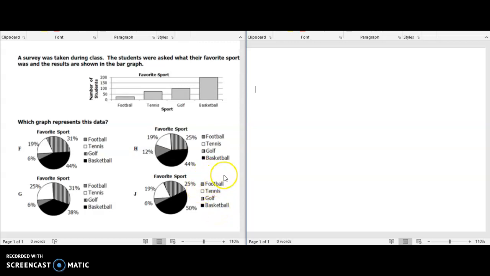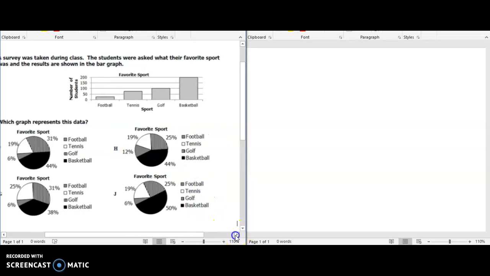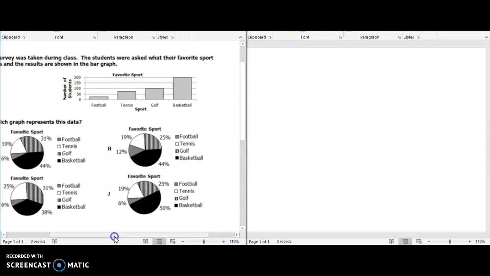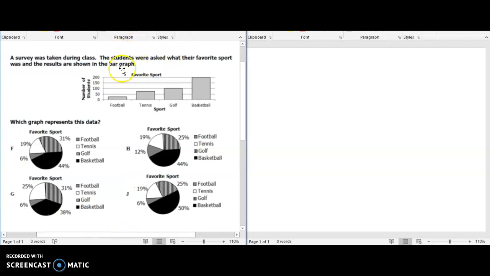Mr. Strable here with a quick video on how to compare circle graphs to other types of graphs. For most of the problems you have to do, it's going to be very straightforward. You're going to have a problem. This one says a survey was taken during class. Students were asked their favorite sport, and the results were shown in the bar graph.